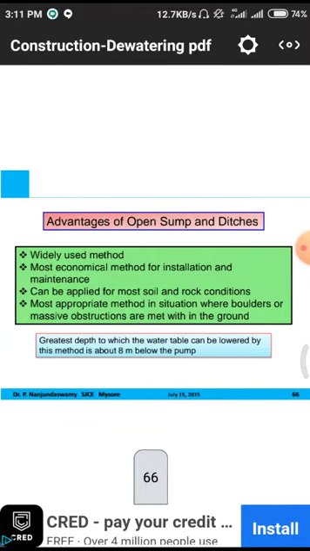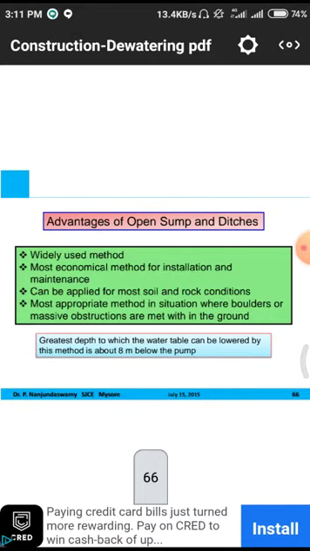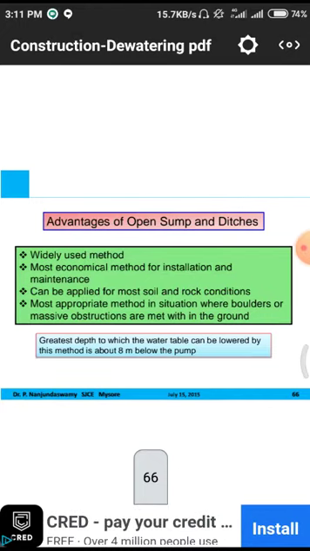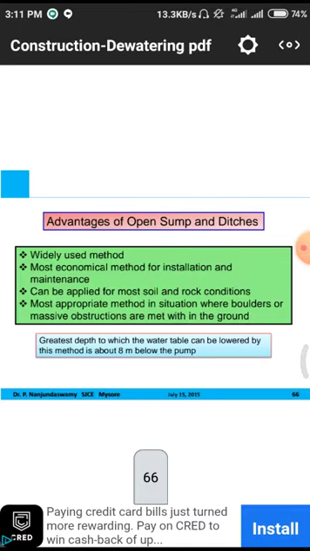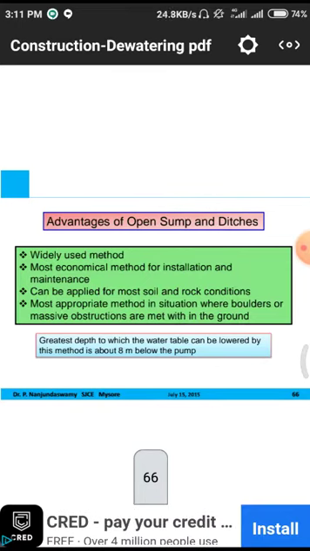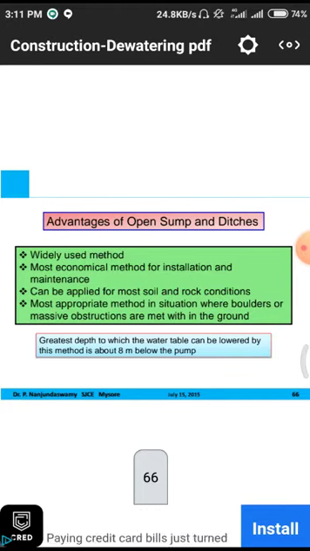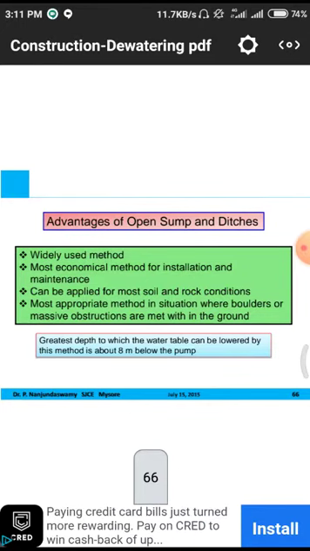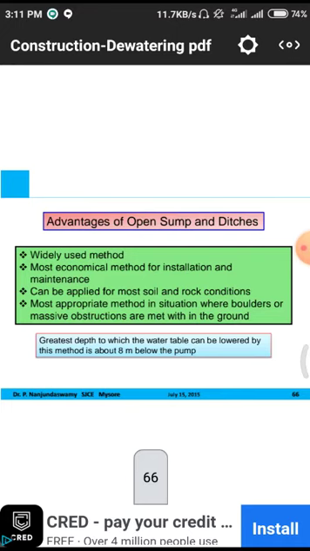After that, it can be applied to most soils and rocky conditions. Most soils means red soils, black cotton soils or clay soils. In most parts of our country, these sumps and ditches methods are used. In rocky conditions also, this method is employable.